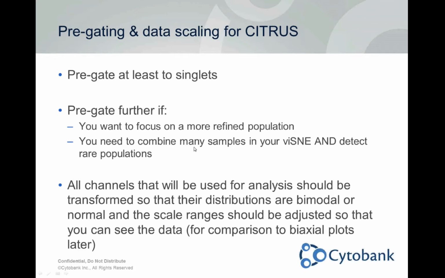All channels that will be used for the analysis should be transformed so that the distributions are bimodal or normal, and that the scale ranges should be adjusted so that you can see the data actually on scale. And this is just a good standard operating procedure anyways, but just make sure all your data, if you view it on a two-parameter dot plot, that most of the events, almost all the events show up on scale. They're not pressed up against the axes. This is important, and this point was made, that they should be transformed so distributions are bimodal or normal.